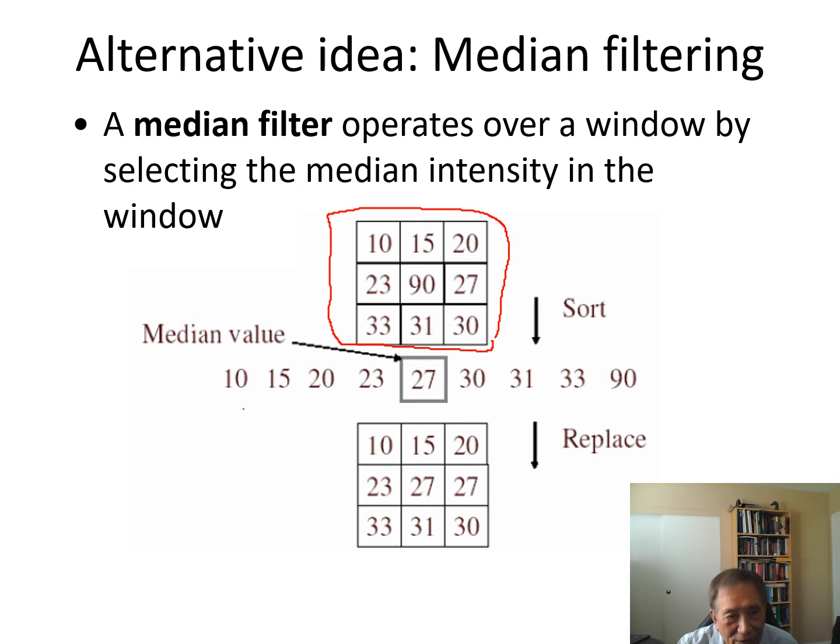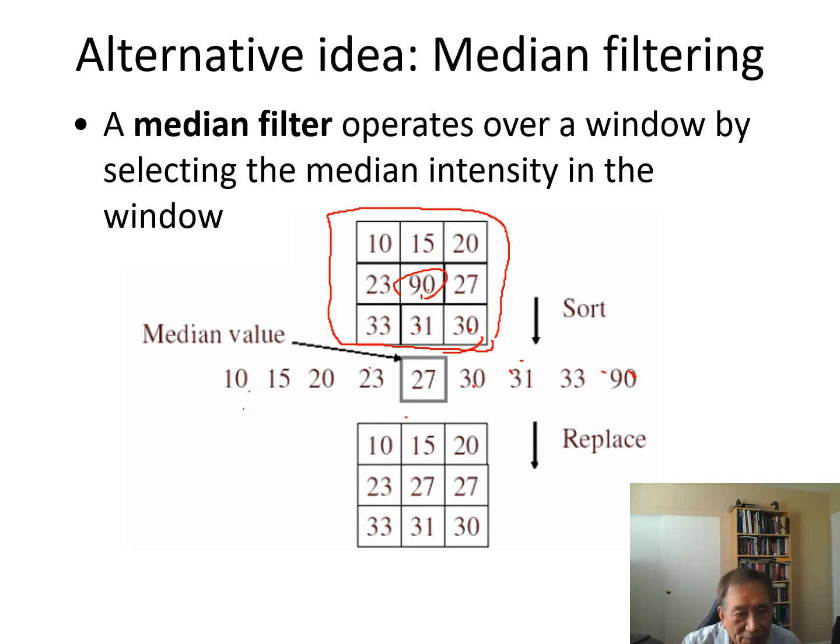Then 23 and 27 and 30, 31, 33, and the 90, the center one is the highest one. So in a way, compared to the nearby pixels, the current value is pretty large. So you can do the averaging, but averaging doesn't give a very sharp image. So rather, let's make it flatten.